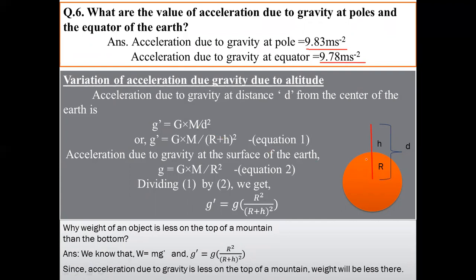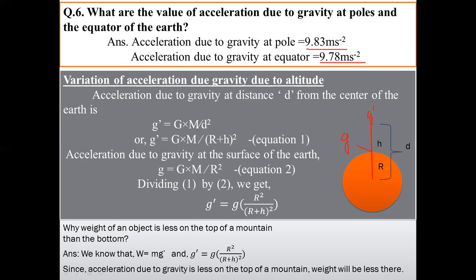Suppose this is the planet. At this point we are going to determine the value of acceleration due to gravity, which is written as g dash here, and here the value will be g. So at g dash, the value of acceleration due to gravity at a certain distance d from the center, g dash is equal to GM by d square.